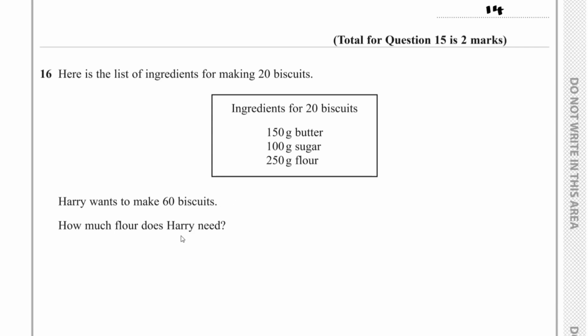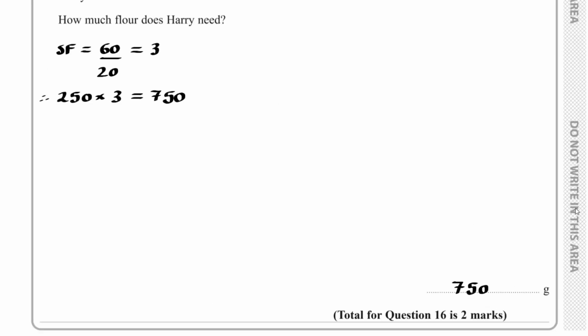Well, to find out how much flour Harry needs, first of all, from the 20 biscuits to the 60 biscuits, we have a scale factor of 60 over 20, which is 3. Our scale factor is 3, which means that to work out the amount of flour he needs, we need to do 250 multiplied by our scale factor of 3, which is 750. So we have 750 grams.